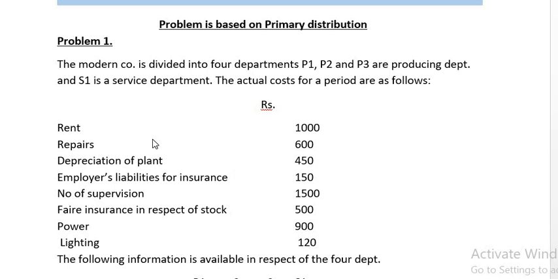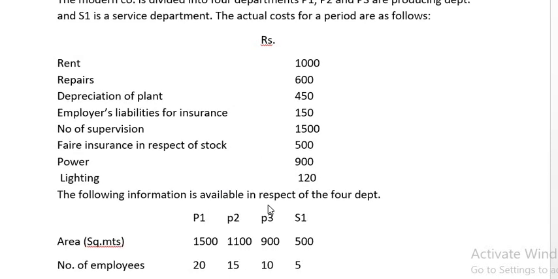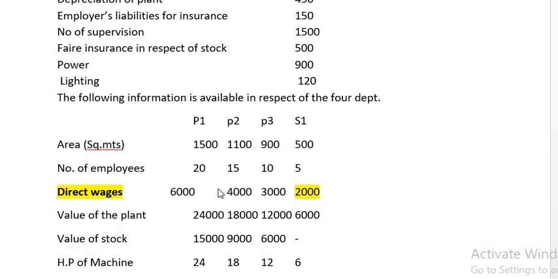So here is given some information relating to all four departments: rent 1000, repairs, depreciation of plant, employees liabilities for insurance, number of supervision, fire insurance in respect of the stock, power, lighting. The following information is also available in respect of the four departments: area, number of employees, direct wages, value of the plant, value of the stock and HP of machine.